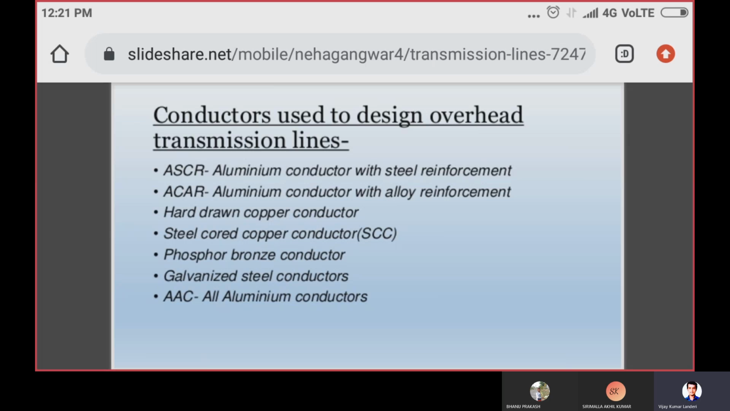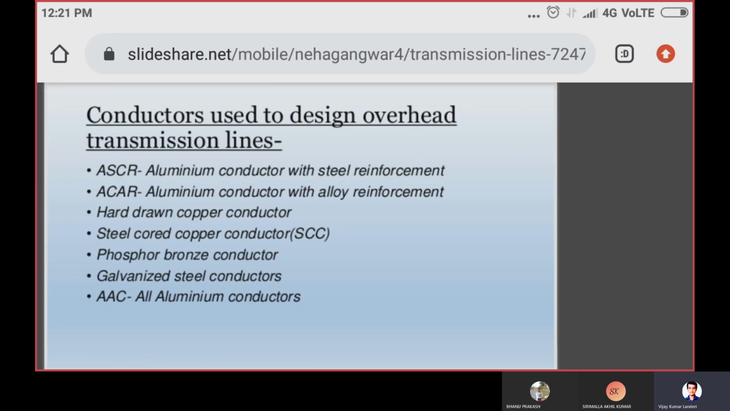And third type of conductor we are using is hard drawn copper conductor, right? And fourth one is steel cored copper conductor. And next one is phosphor bronze conductor, galvanized steel conductors, and all aluminum conductors. So these are all the various types of conductors which we will be making use of for the overhead transmission lines.